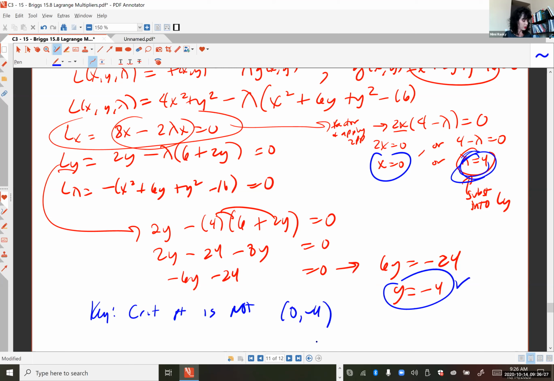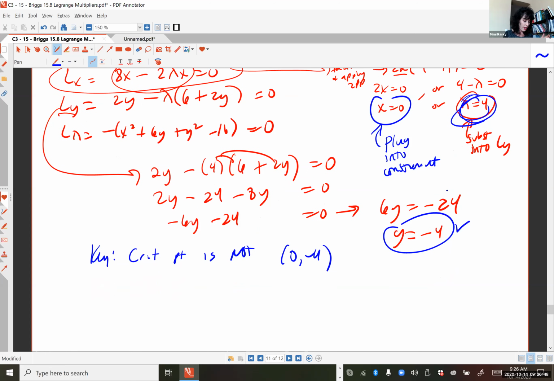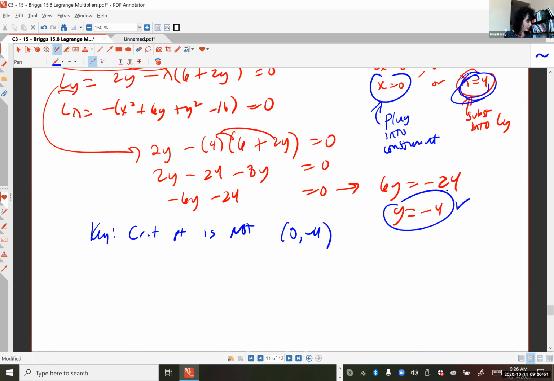Now here's the part that's weird. You're going to plug this x equals 0 into your constraint. Normally the way I've shown you is you wait to use the constraint till the end when you have everybody in terms of x's, but we don't have that here. We're just going to bring the constraint into the situation right now. Okay, so if I plug x equals 0 into the constraint, it'll look like 0 squared plus 6y plus y squared equals 16.